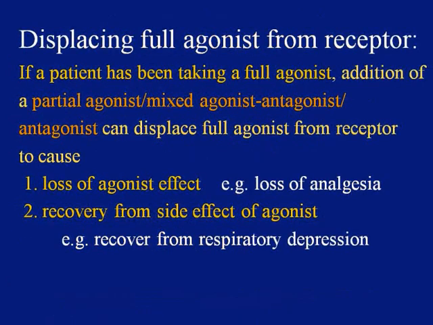If a patient is already taking morphine, which is a full agonist, and experiences the effects of morphine, the full agonist, if you add another drug, which is an antagonist to the mu receptor or a partial agonist to the mu receptor, then you're going to cause a reduction in the effect of morphine. Reduction in the sense of a loss of the analgesia or a loss of the side effects of morphine.